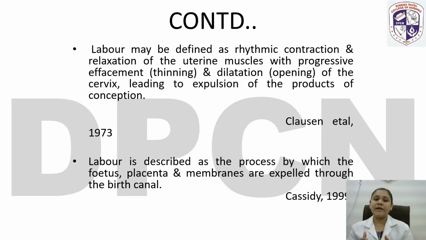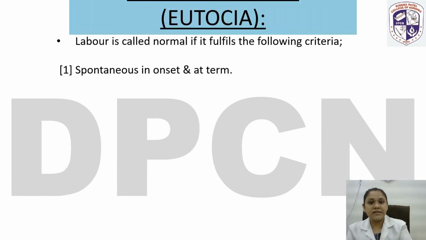That is also given by Clausen et al. in 1973. Another definition we can see: labor is described as the process by which the fetus, placenta, and membranes are expelled through the birth canal. That is also called labor. In a simple manner, you can say whatever the conception things are there, baby products are there, that has to be expelled out through the vaginal cavity. That is called labor.